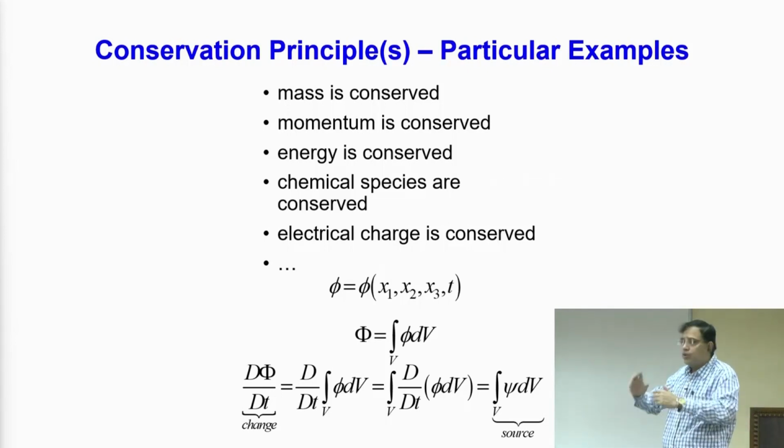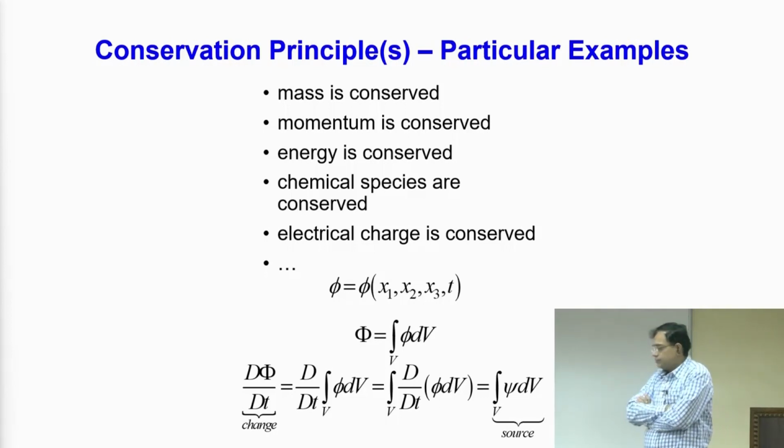So, how do we mathematically quantify that? Let us say this phi, which is written as a function of position and time. Position is given by 3 coordinates x1, x2, x3, which is like x, y, z, and you have time, and the total property is the integral of phi over the volume that you are considering.